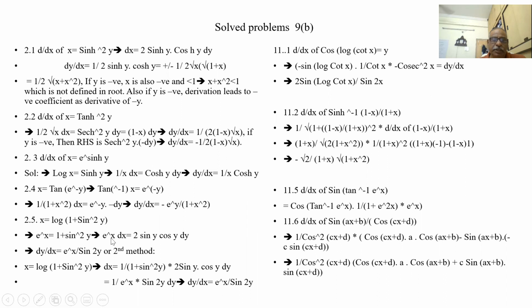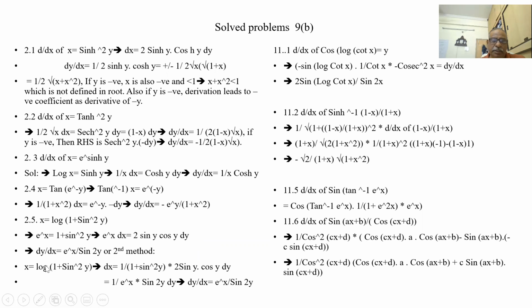So like that we can, let us see this one. x is equal to log of 1 plus sin square y. That means base e. So e to the power of x is equal to 1 plus sin square y. So when I do differentiation on both sides, e to the power of x dx is equal to 2 sin y cos y dy. So dy by dx is equal to e to the power of x by sin 2y.